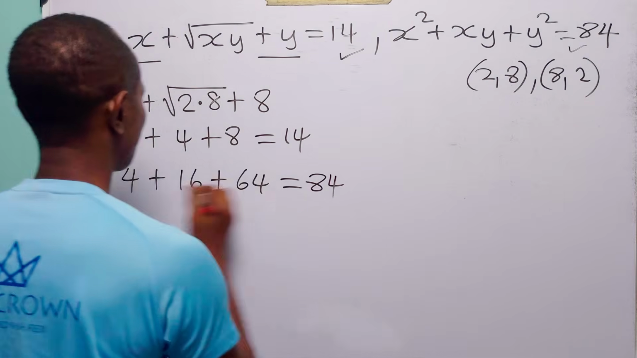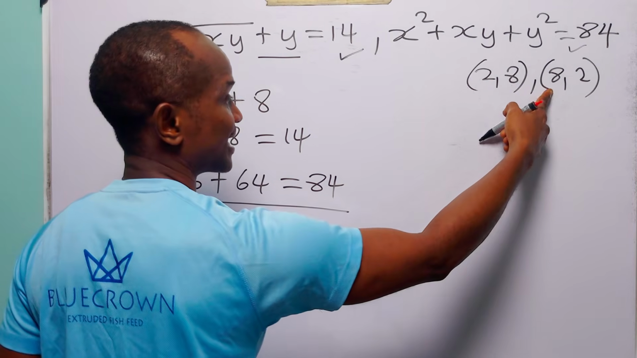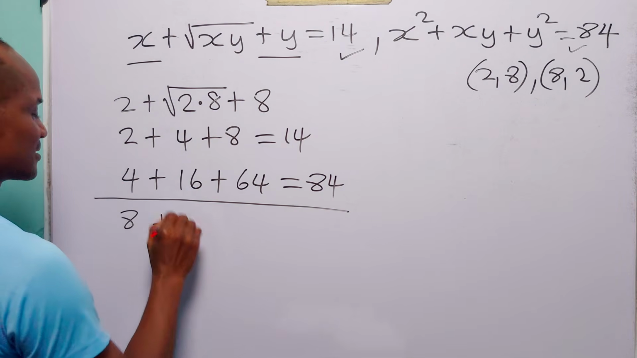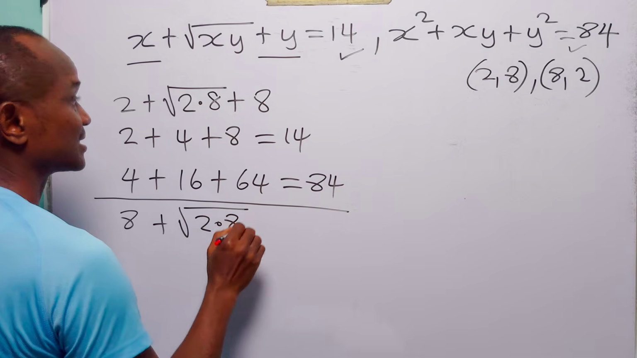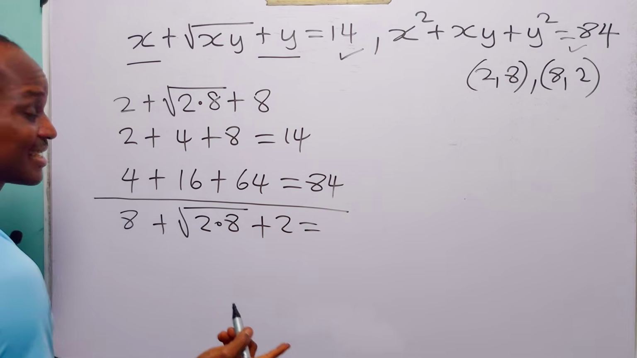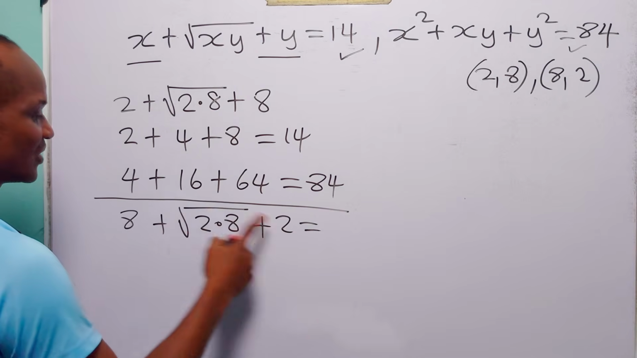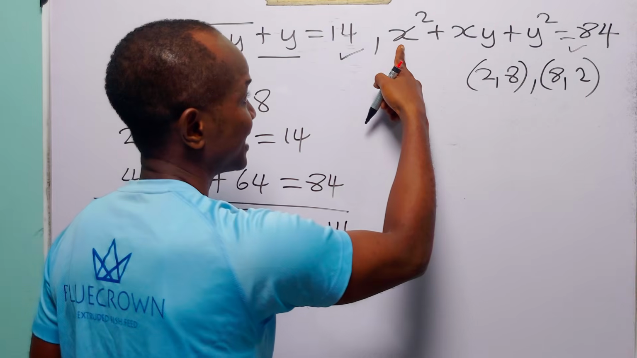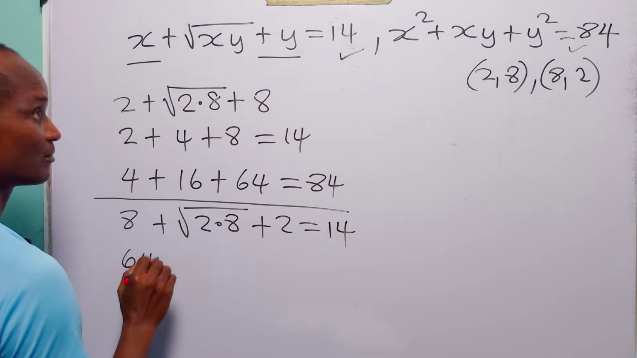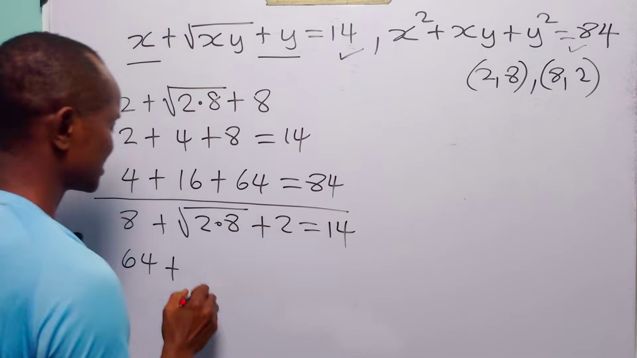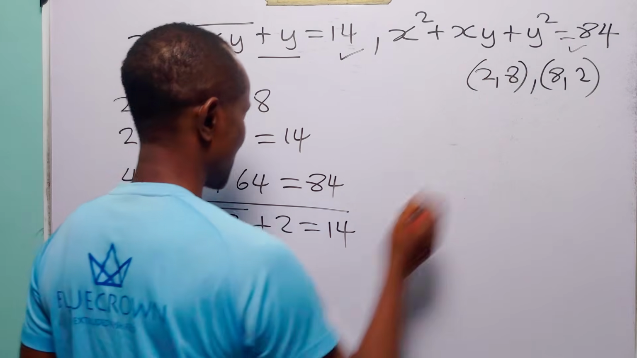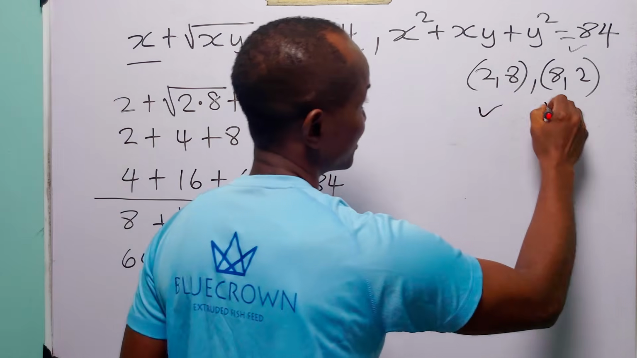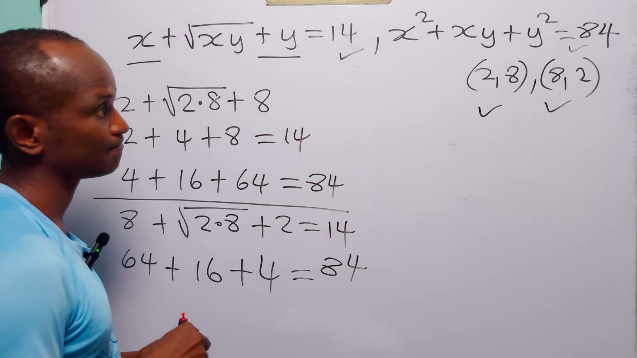Now for the second point, we have x as 8 and y as 2. We have 8 plus the square root of 2 times 8, plus 2. Basically, the same thing happens. We have 10 plus 4, which is 14. Once more, we have 8 squared, which is 64, plus 8 times 2, which is 16, plus 2 squared, which is 4. This is equal to 84. So these 2 points are correct.